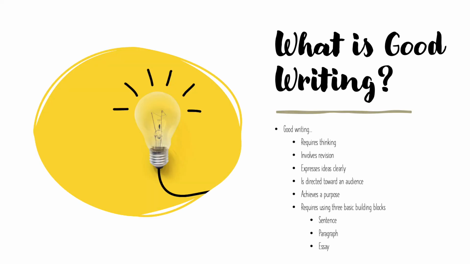So what exactly is good writing? Well, good writing requires thinking. You've been doing a lot of reading, and you've been thinking about that, but now it's time to start thinking about your writing. Good writing involves revision. It expresses ideas clearly. It is directed towards an audience and achieves a purpose. And it requires using 3 basic building blocks: sentences, paragraphs, and then putting all those together in an essay or a final writing piece. For this assignment, it's going to be a letter.